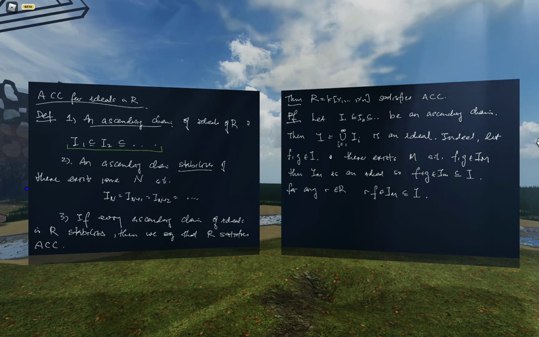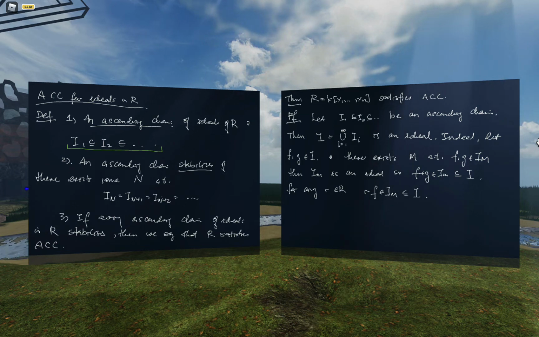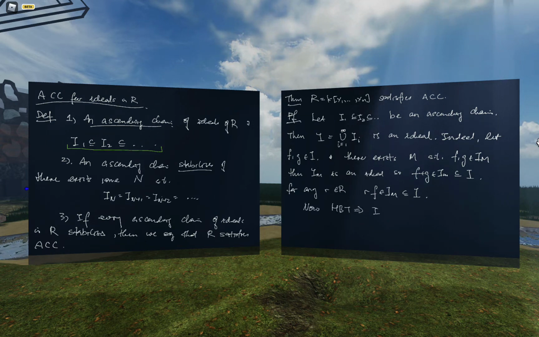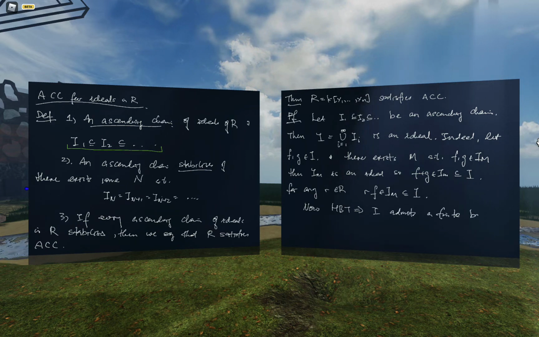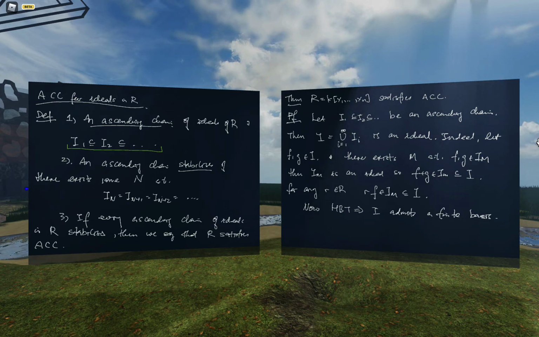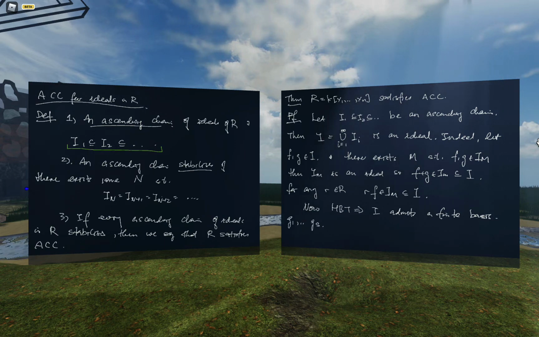So now we can use the fact that I is finitely generated. I is an ideal, and any ideal in R is finitely generated. So this is where the power of the Hilbert Basis Theorem is going to come in and do all the hard work for us. The Hilbert Basis Theorem implies that I admits a finite basis, and we're going to call it g_1, ..., g_s. So we have a finite basis.